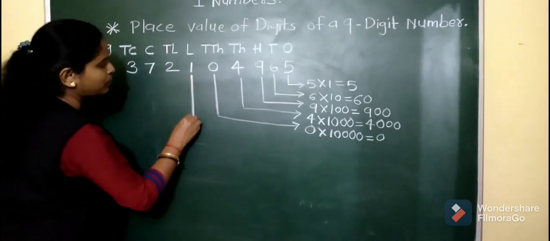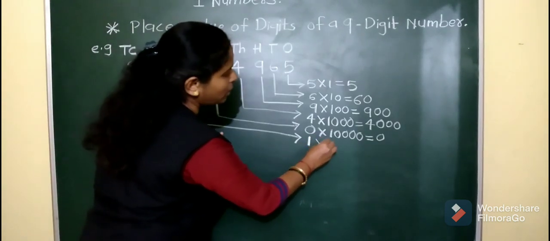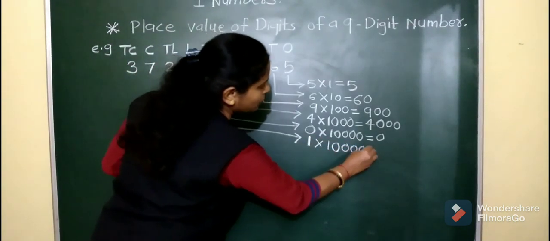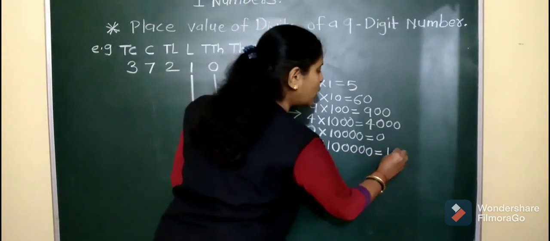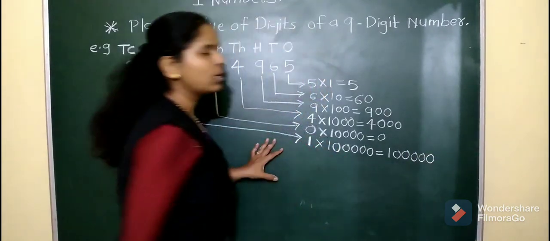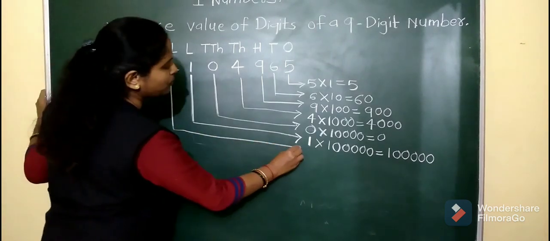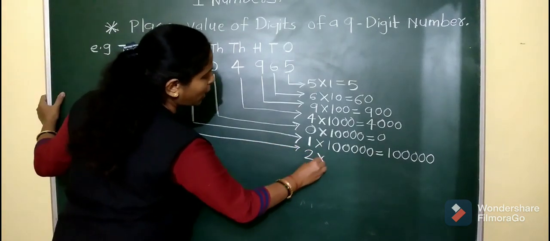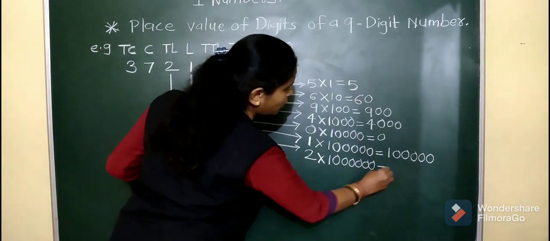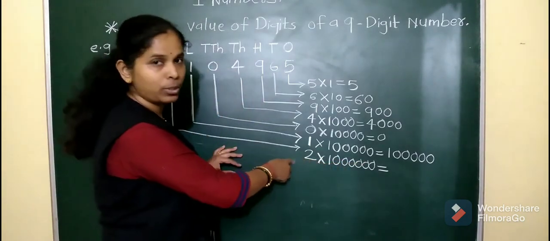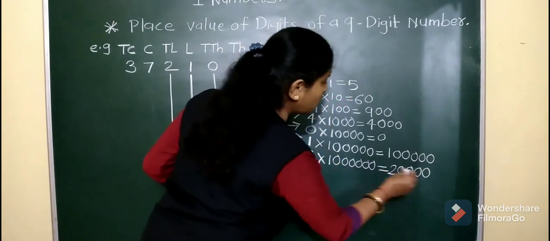Next is 1. 1 is at lakhs place. So we have to multiply 1 by 1 lakh. So what is the place value of 1? 1 into 1 lakh is 1 lakh only. Next digit is 2. 2 is at 10 lakhs place. So we have to multiply 2 by 10 lakh. So 10 lakh into 2 is 20 lakh. Place value of this 2 is 20 lakh.